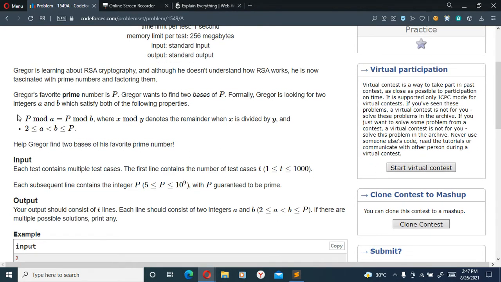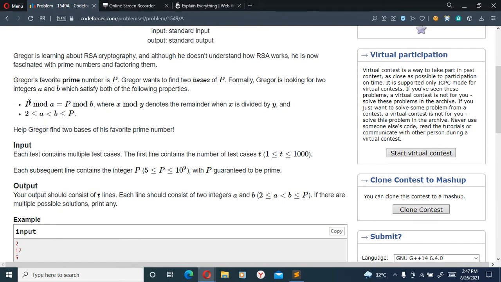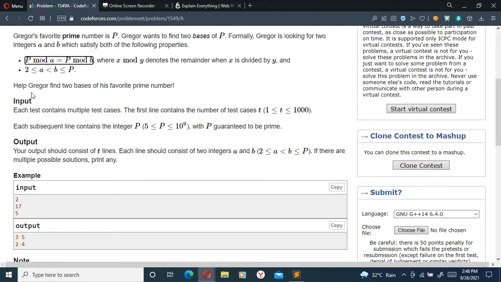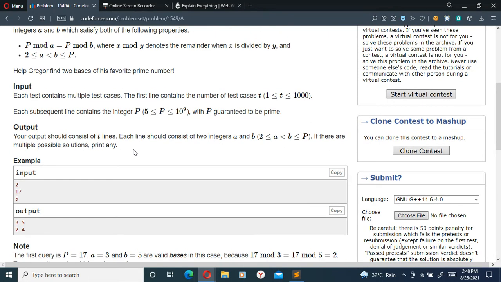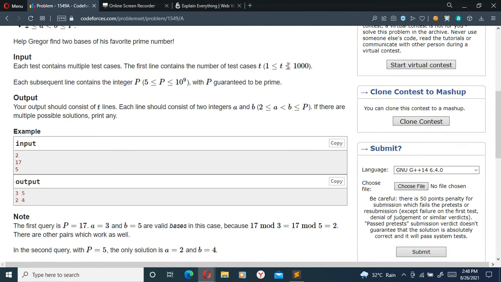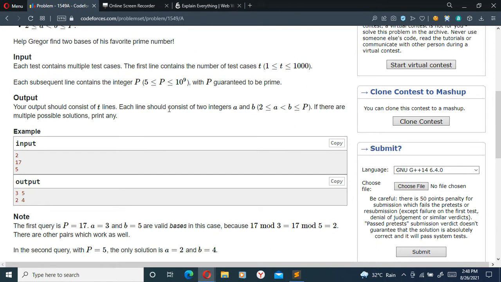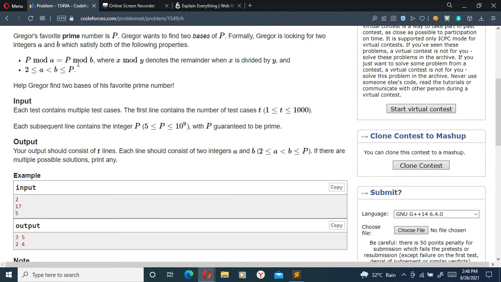Formally, Gregor is looking for two integers a and b which satisfy the following properties: p mod a is equal to p mod b, where x mod y denotes the remainder when x is divided by y, and a and b are greater than or equal to 2. We need to find his favorite prime numbers. The input constraints are that the test cases should be less than or equal to 1000, and the integer should be in the range from 5 to 10 to the power 9. Our output will be the two integers a and b, where p mod a is equal to p mod b.